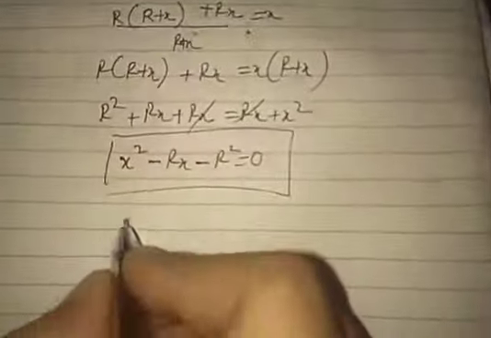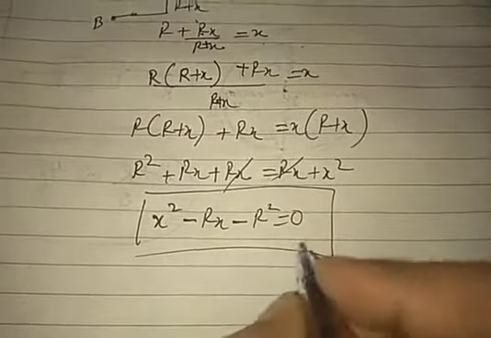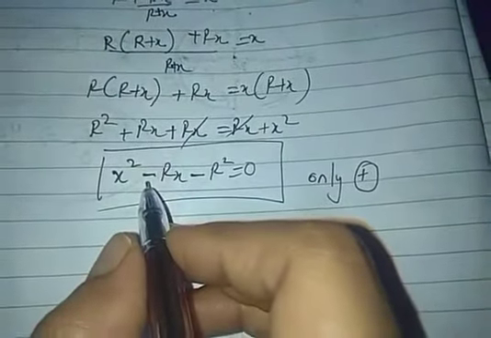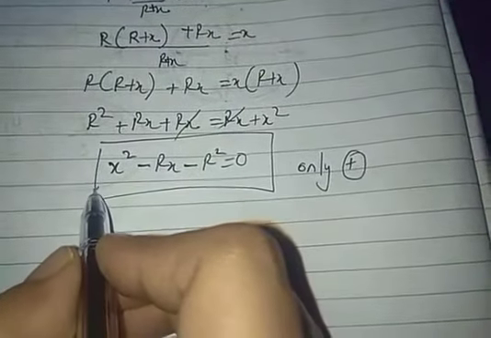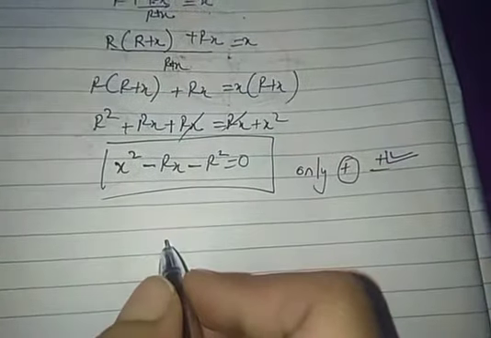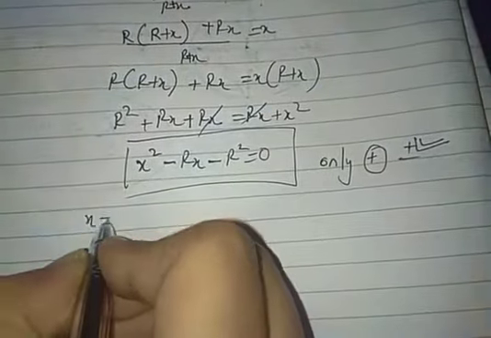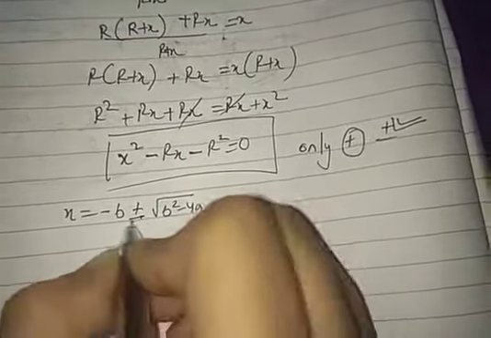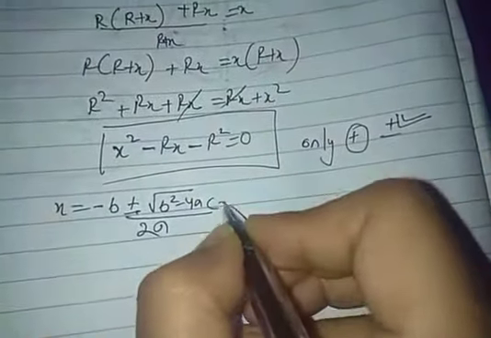Till here we have done physics. Next we will solve it in mathematical form. It is a quadratic equation, so apply the Sridharacharya formula, and only the positive root will be taken. By taking the square root, positive and negative both come, but we take only positive because resistance is always positive, not negative. So X is equal to minus b plus minus under root b square minus 4ac upon 2a. I hope you remember this formula.